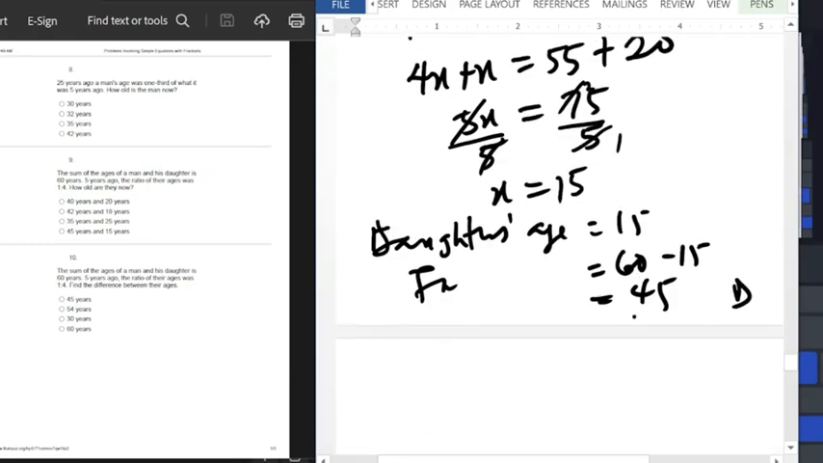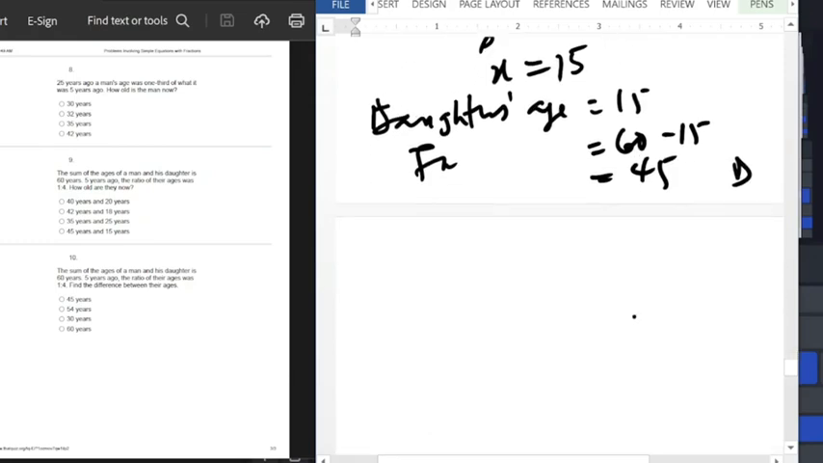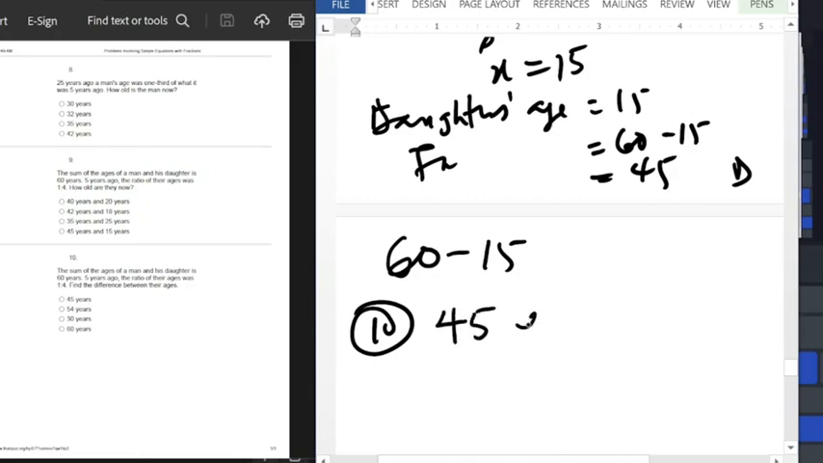Then question 10 asks about the same information. Find the difference between their ages. That will be 60 minus 15, which is 45. So the difference between their ages is 45 years. I hope this is very clear.